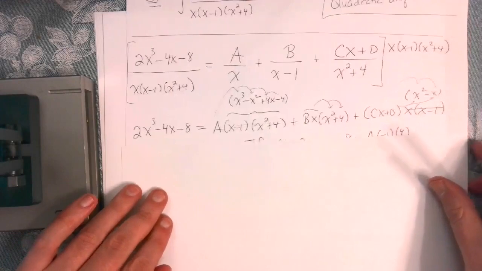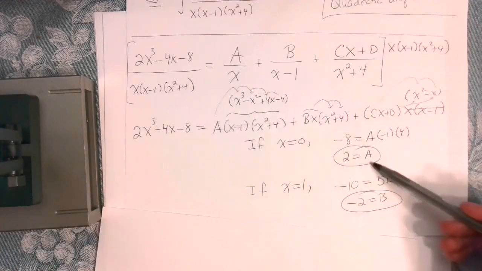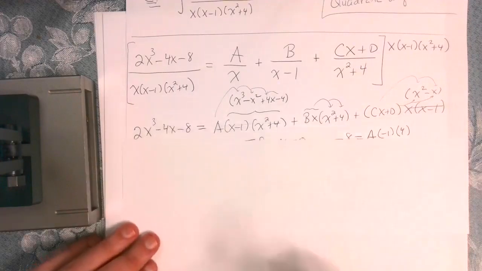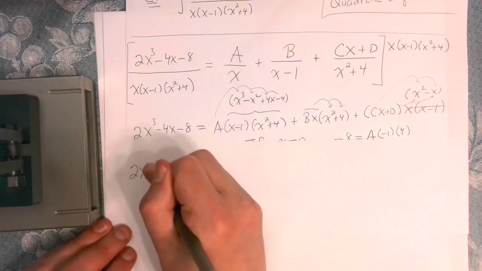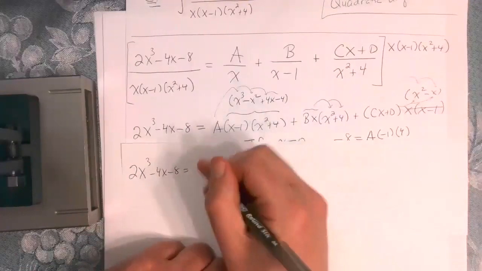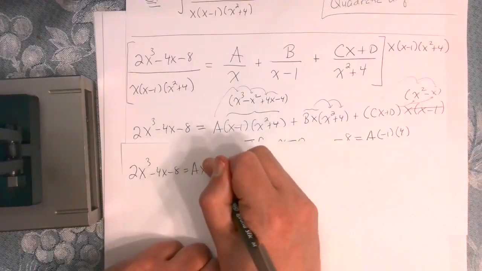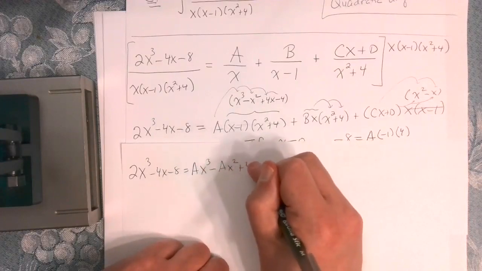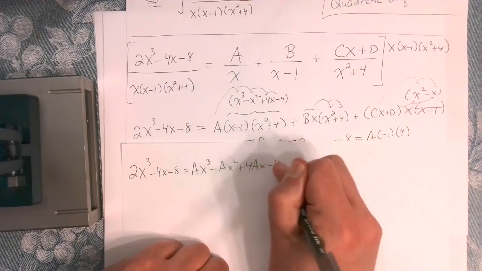Okay, so expand your algebra when it seems like you're stuck and you can't find any more of these constant coefficients. So on the left, we still have 2x cubed minus 4x minus 8. And then distribute your a. So you get ax cubed minus ax squared plus 4ax minus 4a.